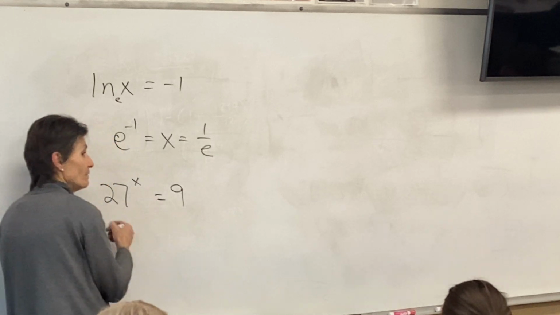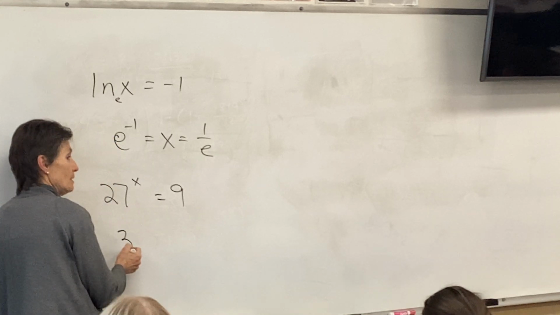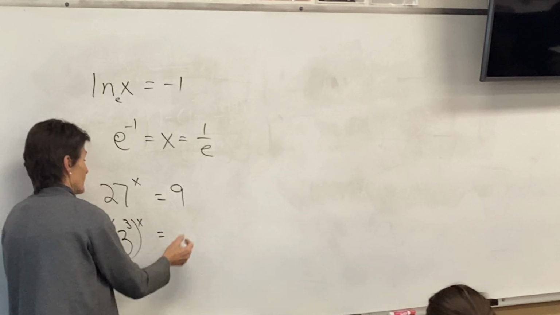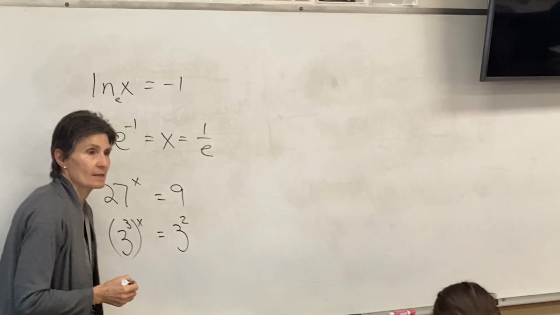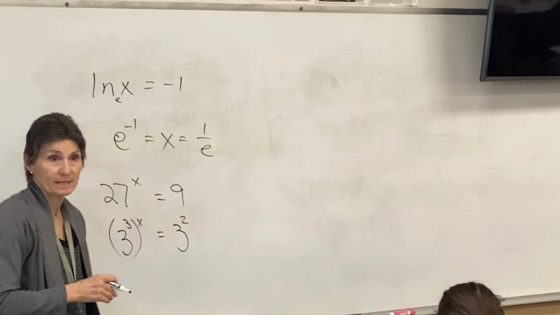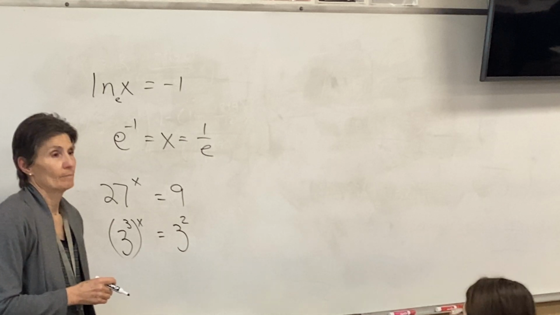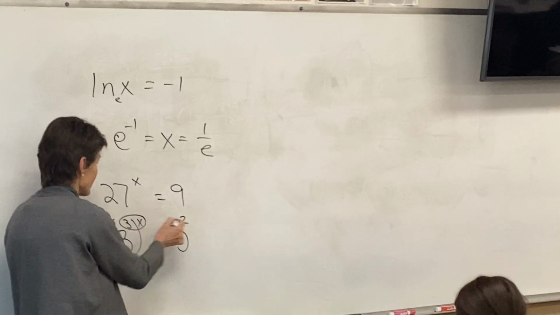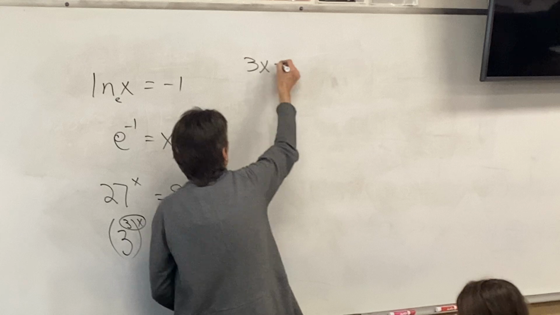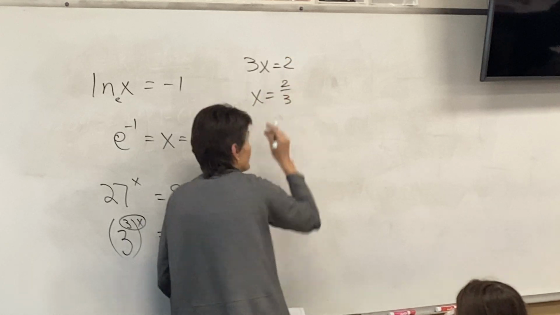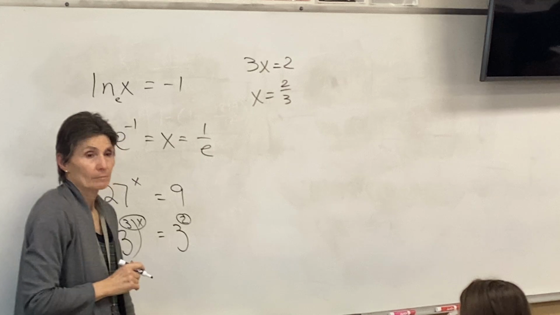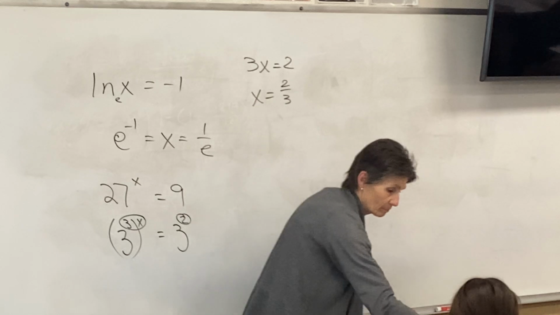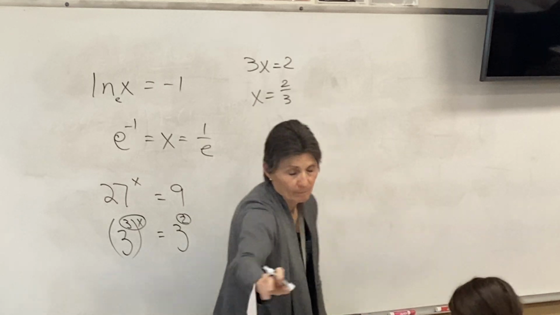So what's 27? 3 to the third. What's 9? And as soon as the bases are the same, what are we allowed to do? Cancel them out and just solve the exponent. So 3x equals 2. So x equals 2/3. Okay?